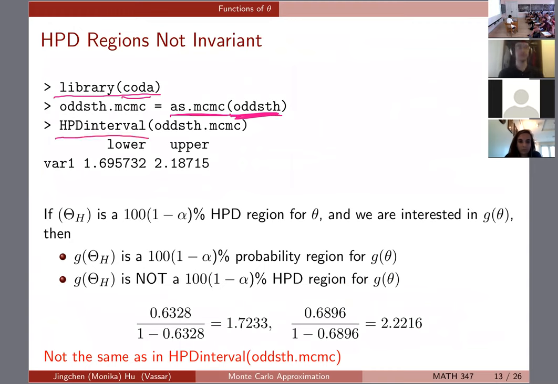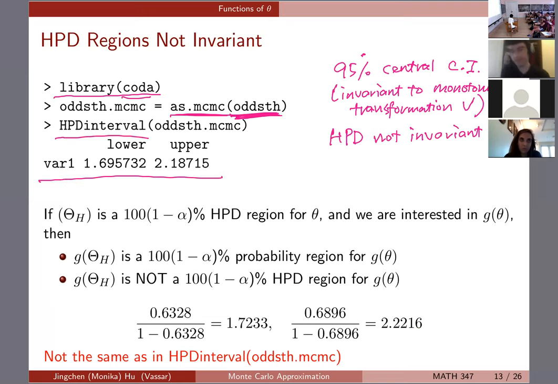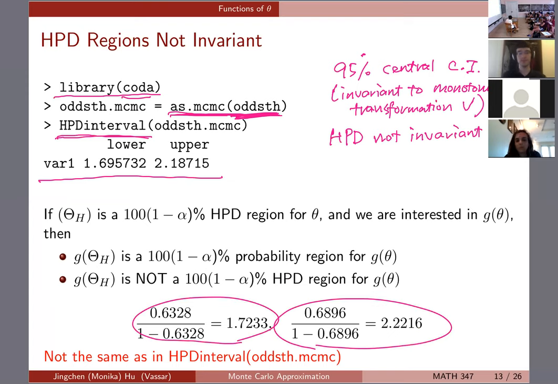Or you cannot just use what we did before for the 95% central credible interval. That's invariant to monotonic transformation, meaning that you can just apply the function on the two cutoff points. However, the HPD interval is not invariant, but in R, it's pretty straightforward to do. Just like over here, you create a new MCMC object and then use the HPD interval as the function to do that. So this is just a demonstration. You see that if you do it, it's not the same. So I just put down a note in red over here.